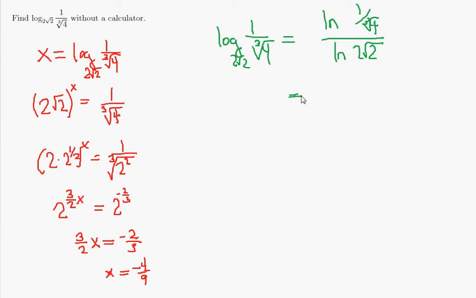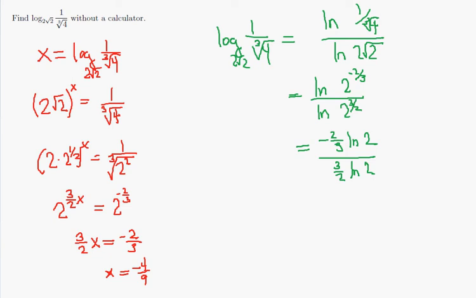From here we recognize that, just like before, 1 over the cube root of 4 is the same as 2 to the negative 2/3. And 2 times the square root of 2 is the same thing as 2 to the 3/2. So this is equal to negative 2/3 times the natural log of 2 divided by 3/2 times the natural log of 2. And so natural log 2 cancels from top and bottom.